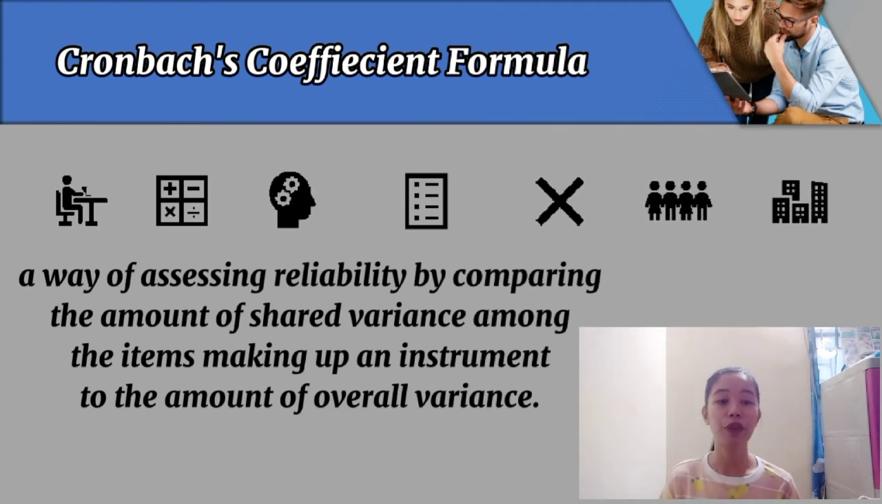So Cronbach's alpha is a way of assessing reliability by comparing the amount of shared variance, or covariance, among the items making up an instrument to the amount of overall variance. The idea is that if the instrument is reliable, there should be a great deal of covariance among the items relative to the variance. Cronbach's alpha is equivalent to taking the average of all possible split half reliabilities.